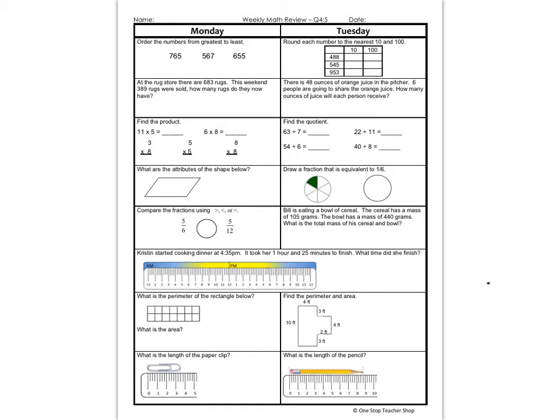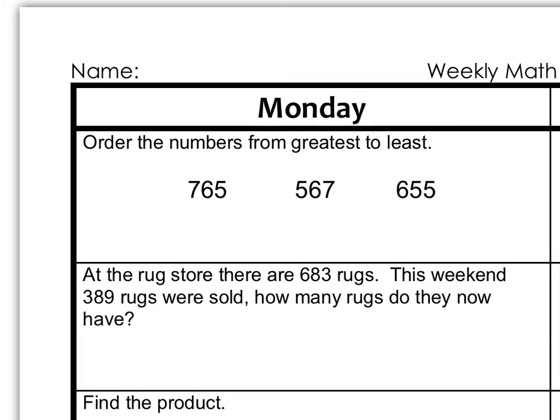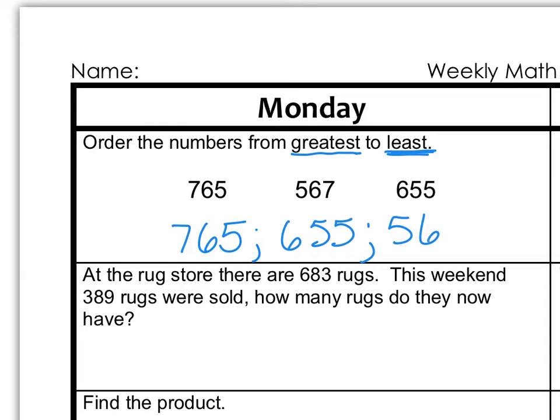Okay, this is the homework check for the level 3, quarter 4, week 5. So here we go, starting with Monday. Order the numbers from greatest to least. The greatest of these is 765. Separate that with a semicolon. The next biggest one is 655. And the least one is 567.